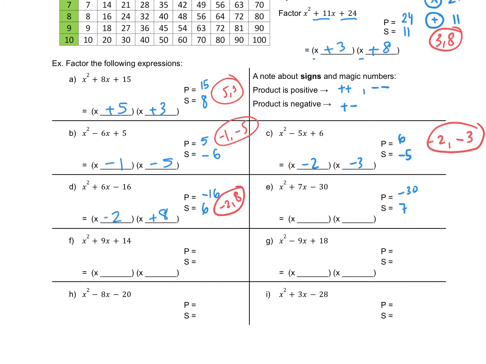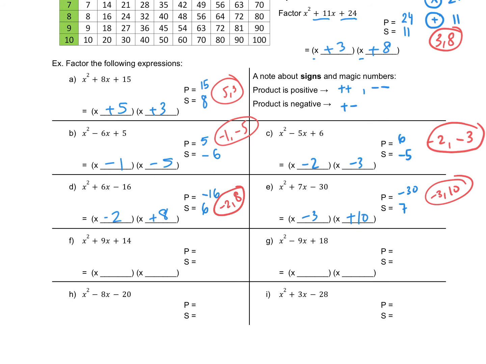Okay, so to get 30, maybe you tried dividing by 2 and you got 15. If I make the 2 negative, nothing good happens. They add up to 13. If you try dividing 30 by 3, you would get 10. And if I use negative 3 and positive 10, they add up to 7. So that's perfect. So we're going to have x subtract 3 and x plus 10.